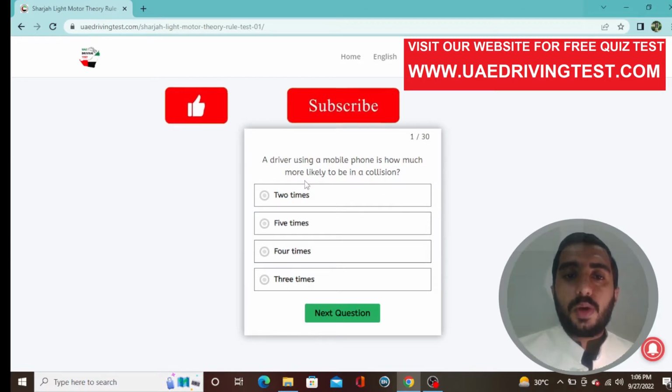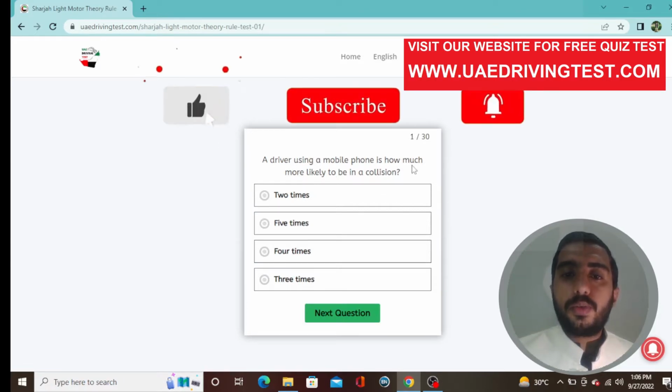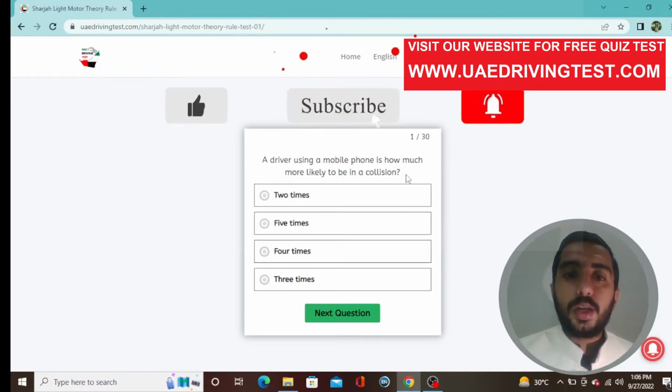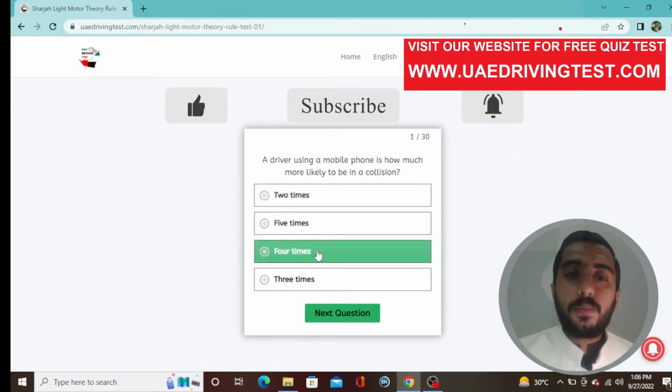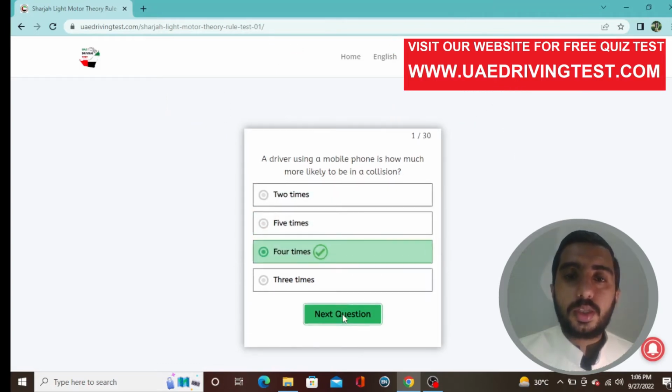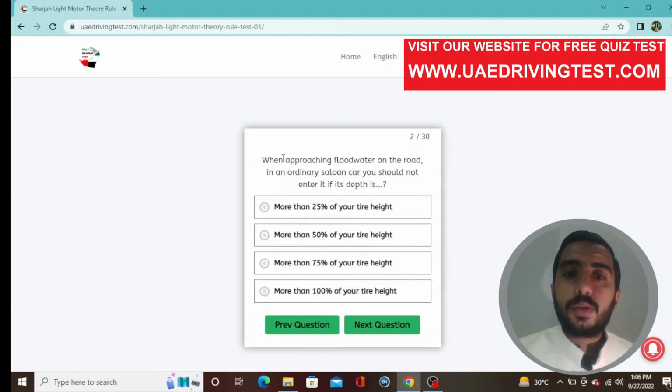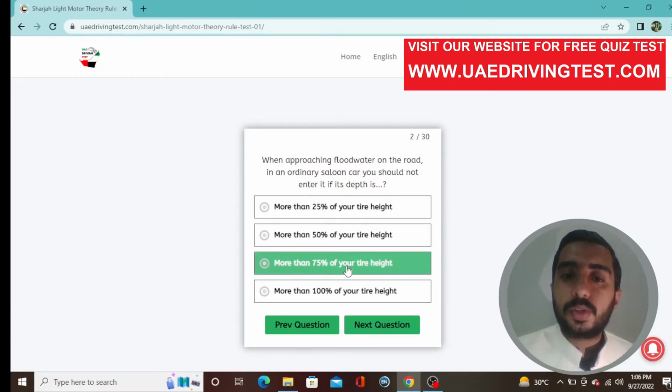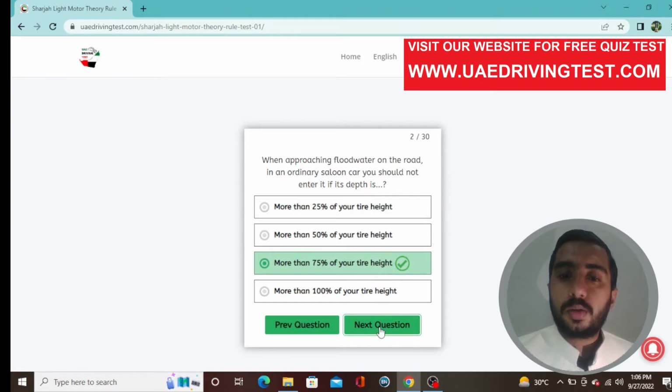Our question number 1 is, a driver using a mobile phone is how much more likely to be in a collision? It's 4 times more likely. Next, question number 2. When approaching flood water on the road in an ordinary saloon car, you should not enter it if its depth is more than 75% of your tire height. Option C is the correct one.